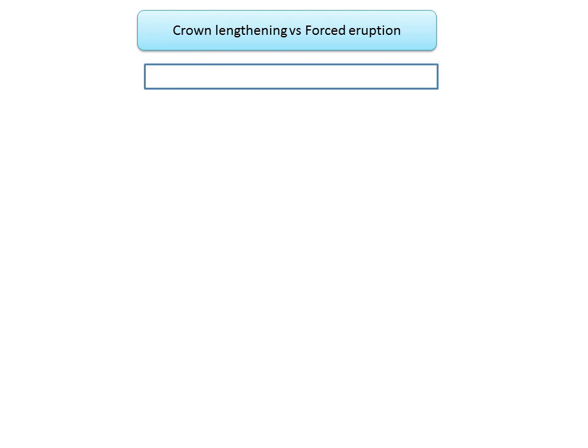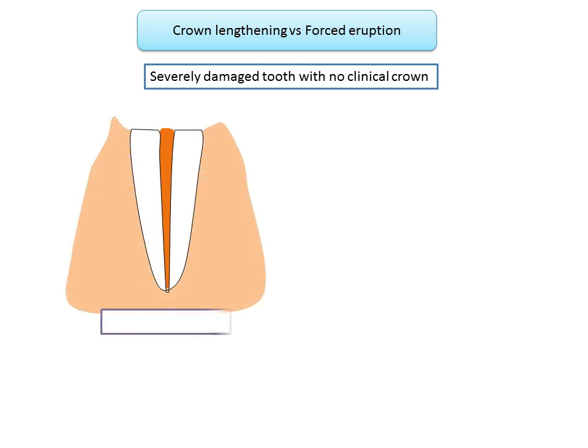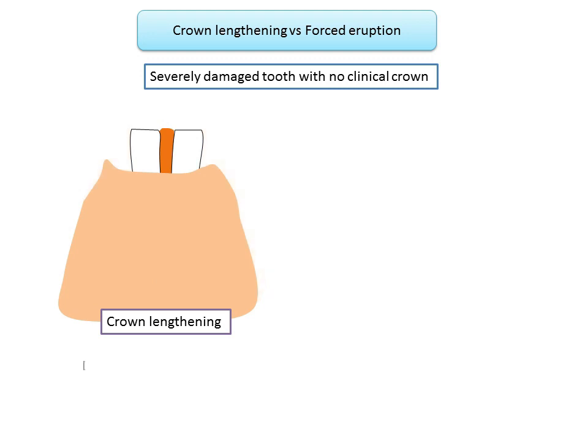And lastly, crown lengthening versus forced eruption. Now, there are certain conditions wherein the tooth is severely damaged and there is no clinical crown left to prepare a ferrule. In such cases, we are left with two options. Either the crown can be surgically lengthened or the tooth can be extruded via orthodontic forces. The disadvantages of surgical crown lengthening treatment are an increase in crown-root ratio caused by the reduced effective root length and the increased effective crown length, and reduced volume of root dentine that remains.